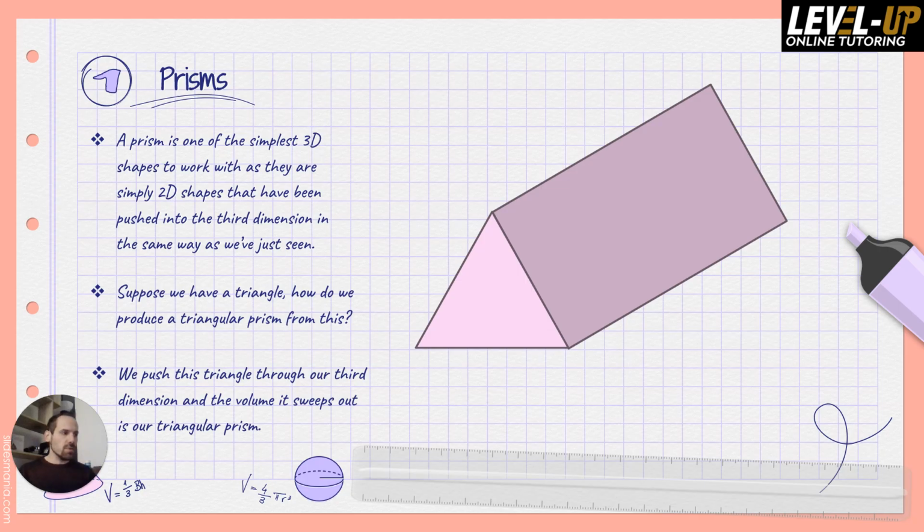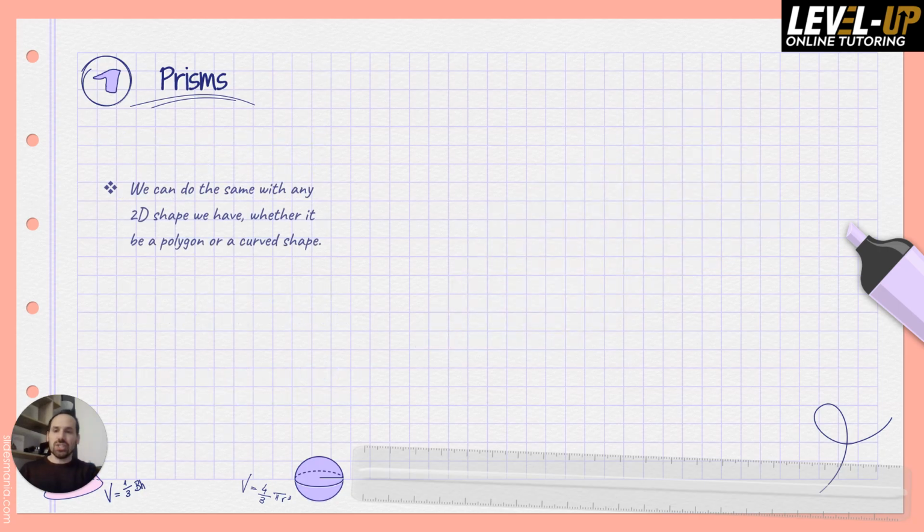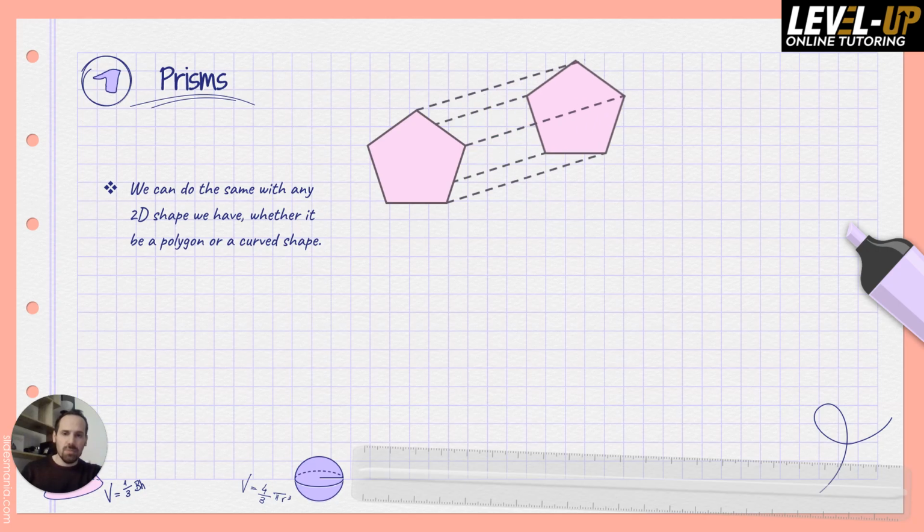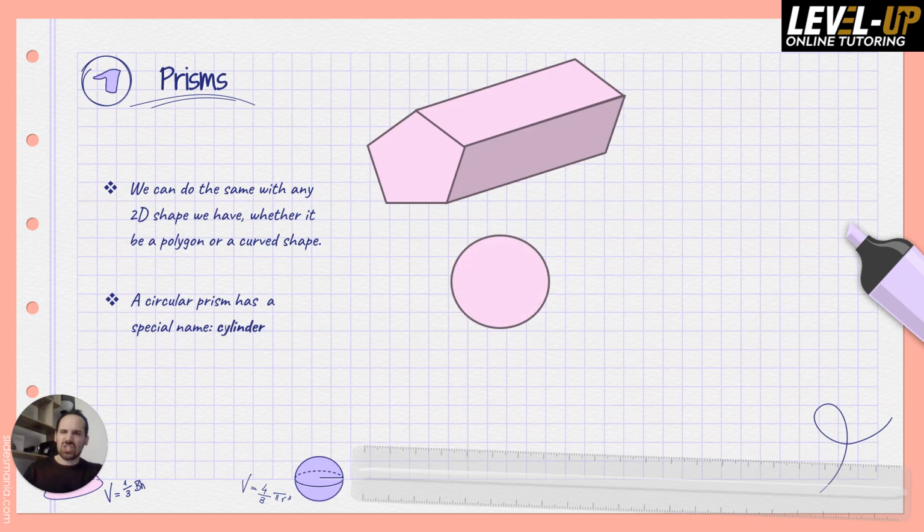So that's a triangular prism, but we can do this for any shape. Say if we had a pentagon, we could make a pentagonal prism, pushing it through the third dimension, and that area sweeps out. We could have a circular prism doing the same thing. A circular prism is more commonly known as a cylinder, so it has a special name, that one.